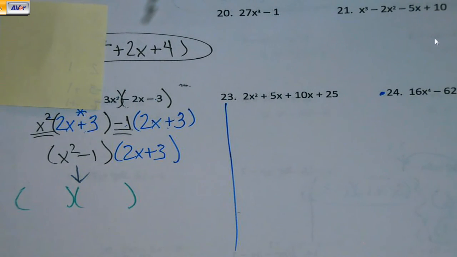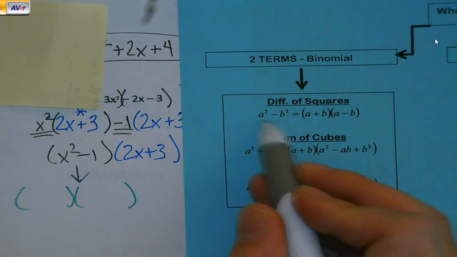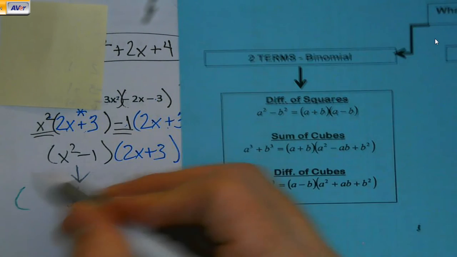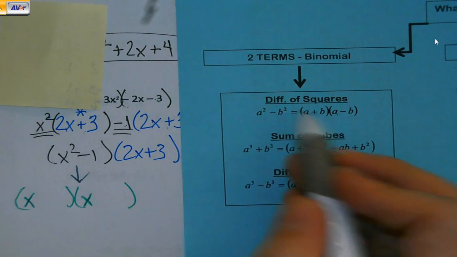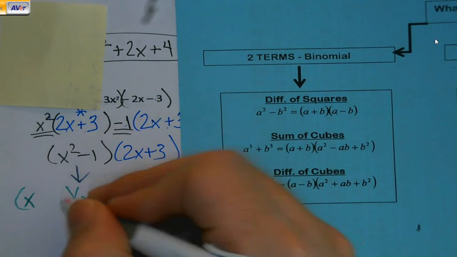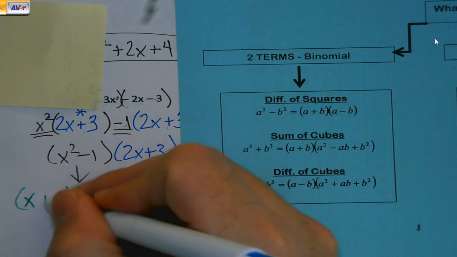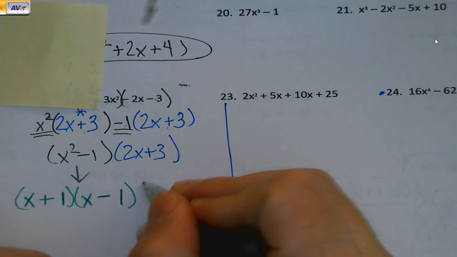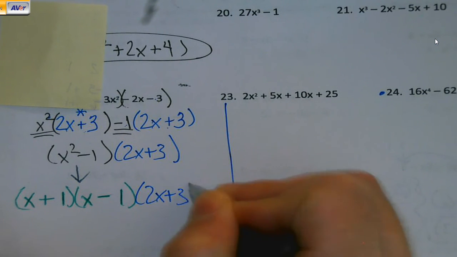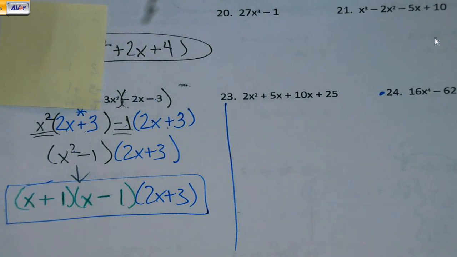So again, my difference of squares, I take whatever I square to get my first term, which would be x. My b is whatever I square to get my second term, which is 1. And we have 1 plus and 1 minus. And then my last one still stays the way it is. So before you circle any of these, especially if you see a squared in one of them, see if you can break it down more.